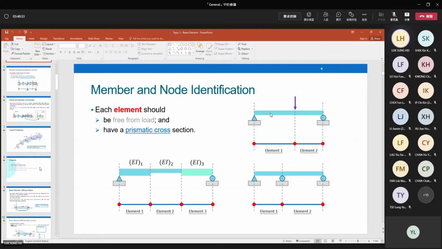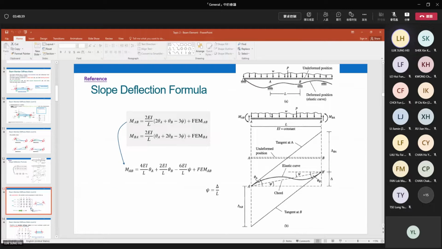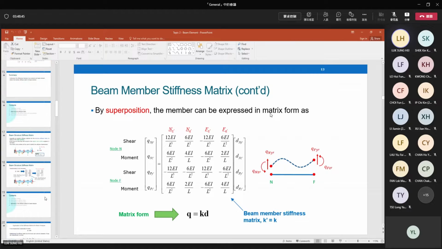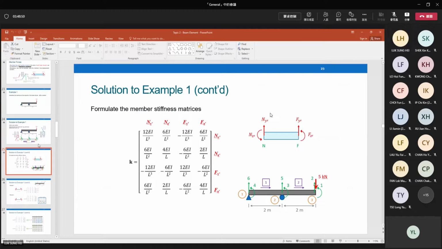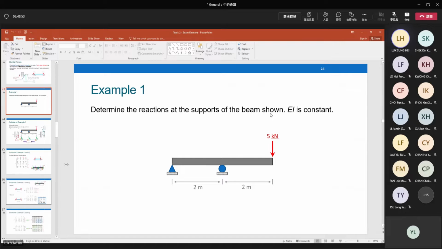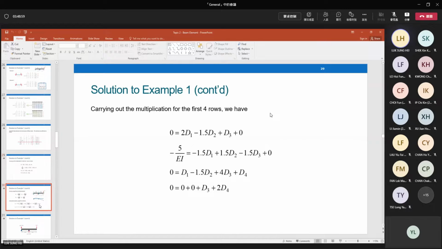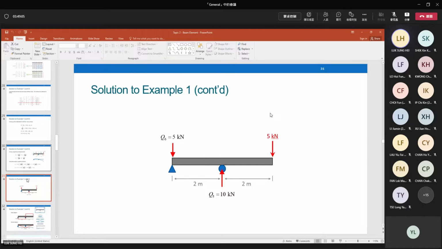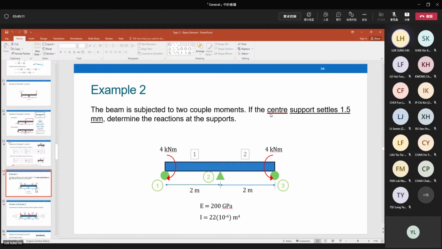You know how to derive the beam element matrix. And then I showed you one simple example of how to use the matrix to solve beam problems. You can use the simplest method to find the unknown displacements and the unknown reactions. Once you know the reactions, you can use them to draw the shear and moment diagrams. Next time, I will continue to discuss example 2 and the remaining sections.